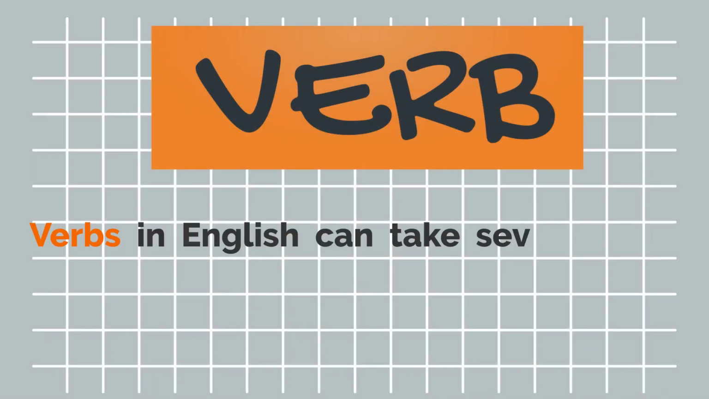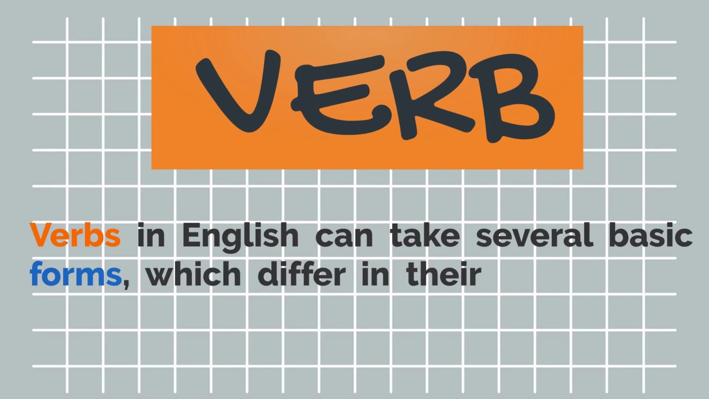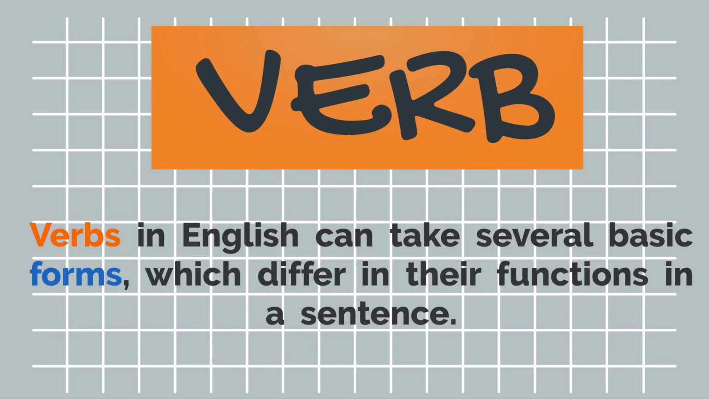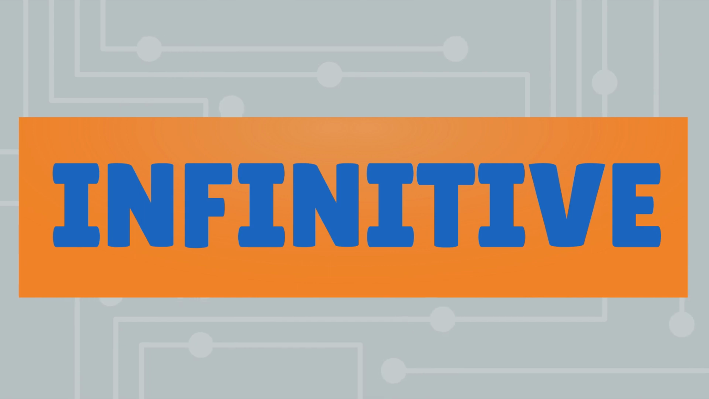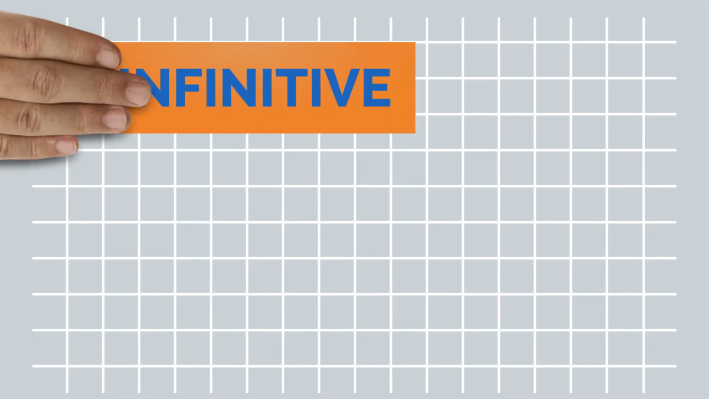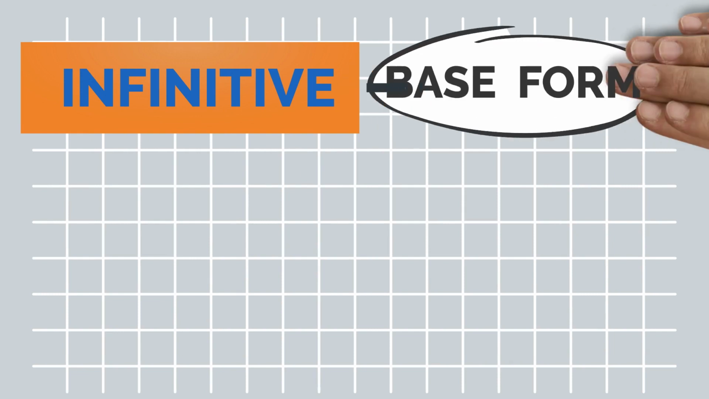Verbs, in English, can take several basic forms, which differ in their functions in a sentence. Infinitive.